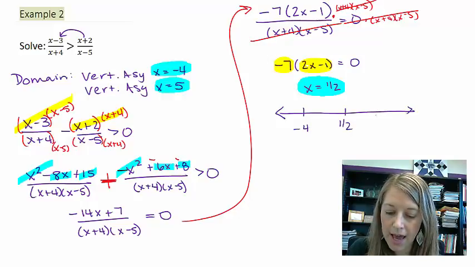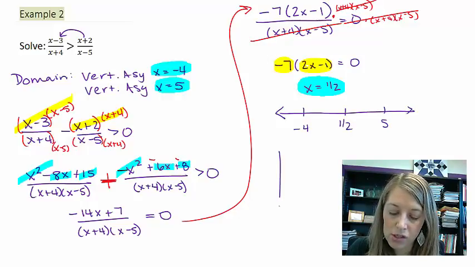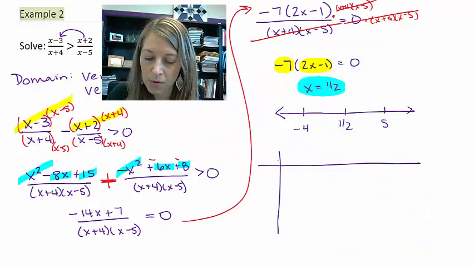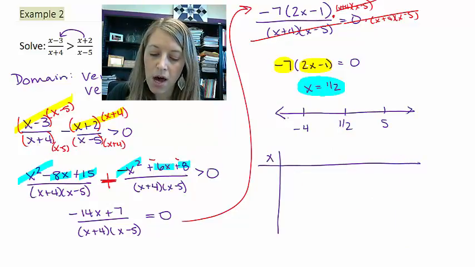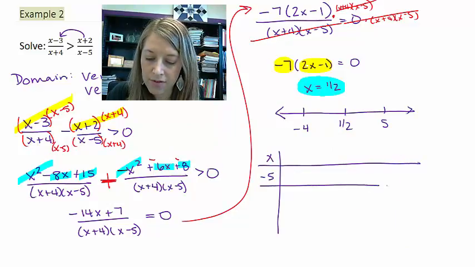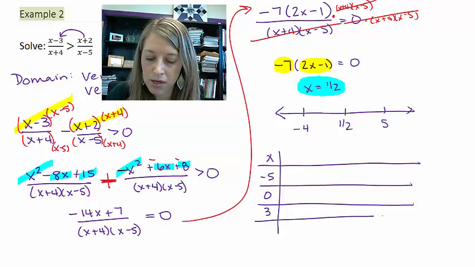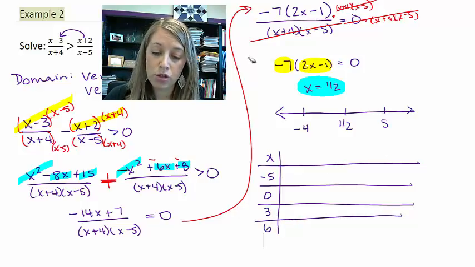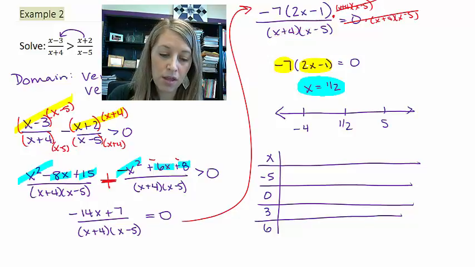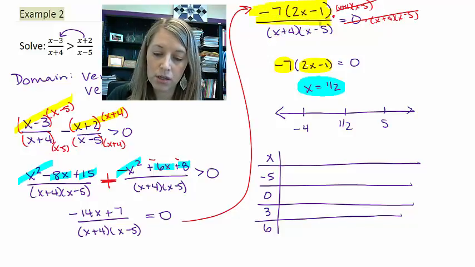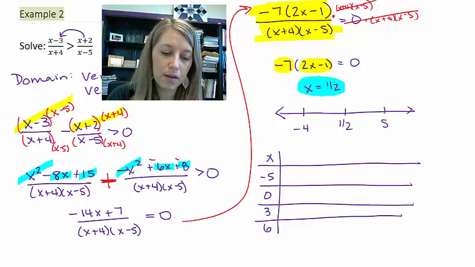-4, 1/2, and then 5. So I need to figure out what x values I want to use in each of these intervals. On the left, I'll use -5. Here, I'll use 0. In between 1/2 and 5, let me just use 3. And beyond 5, I'm going to use 6. And I'm going to plug it into this equation here.